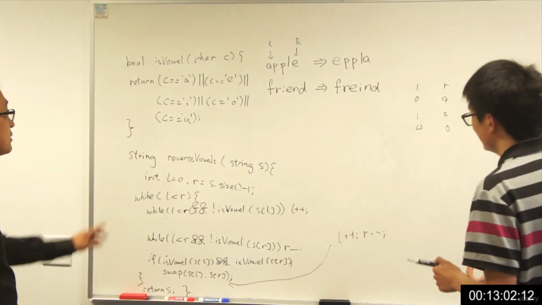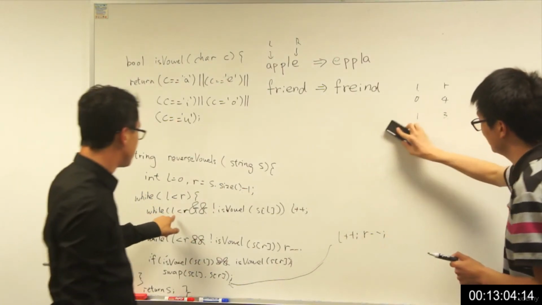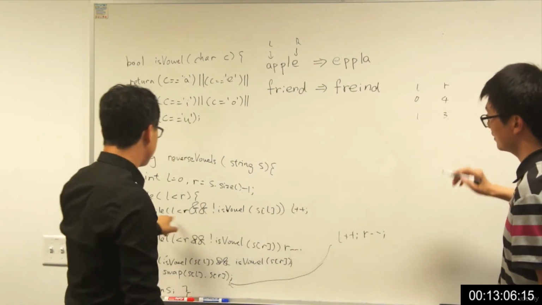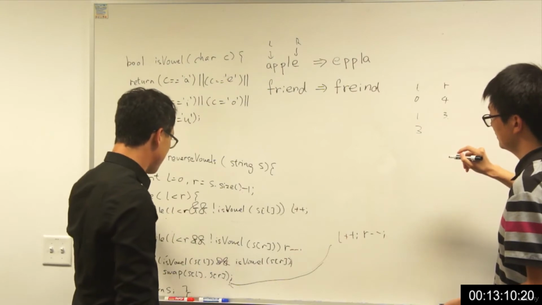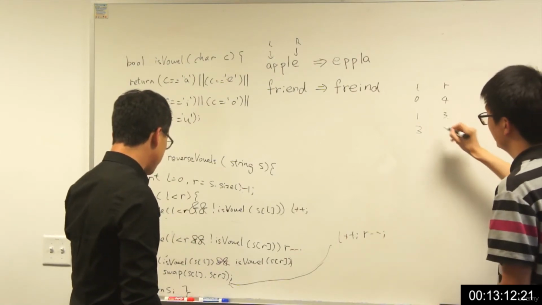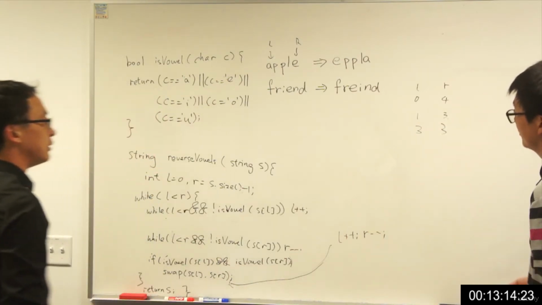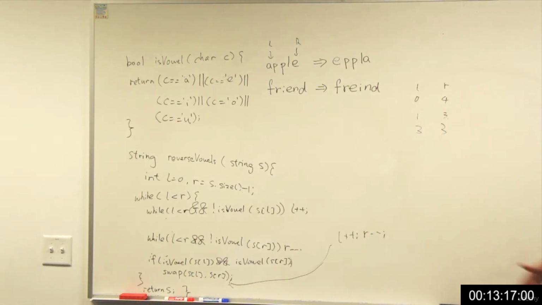Once it becomes 2, and then once it becomes 3, and then 3 is not less than R. It's not true. So it will exit here, and then it will exit here next. Then we'll return the string. So okay, great. I don't need that check over there. And now the code works. I think it works.